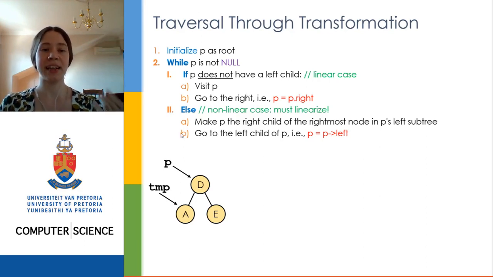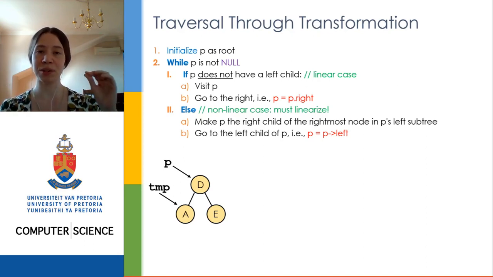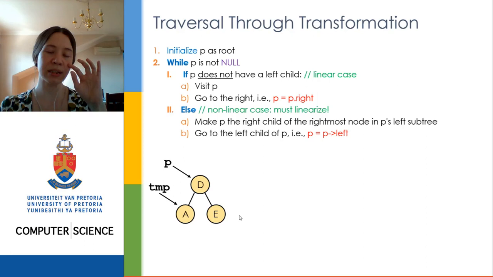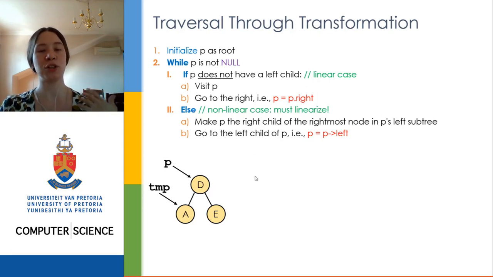Otherwise, however, if p does have a left branch, you can say, well, that doesn't sit well with me. I do not want left children. I want the tree to be one very, very long right branch because that makes traversals easy. So what I'm going to do is go to this left child, find the rightmost node in that subtree on the left-hand side, and then make p the child of that rightmost node.